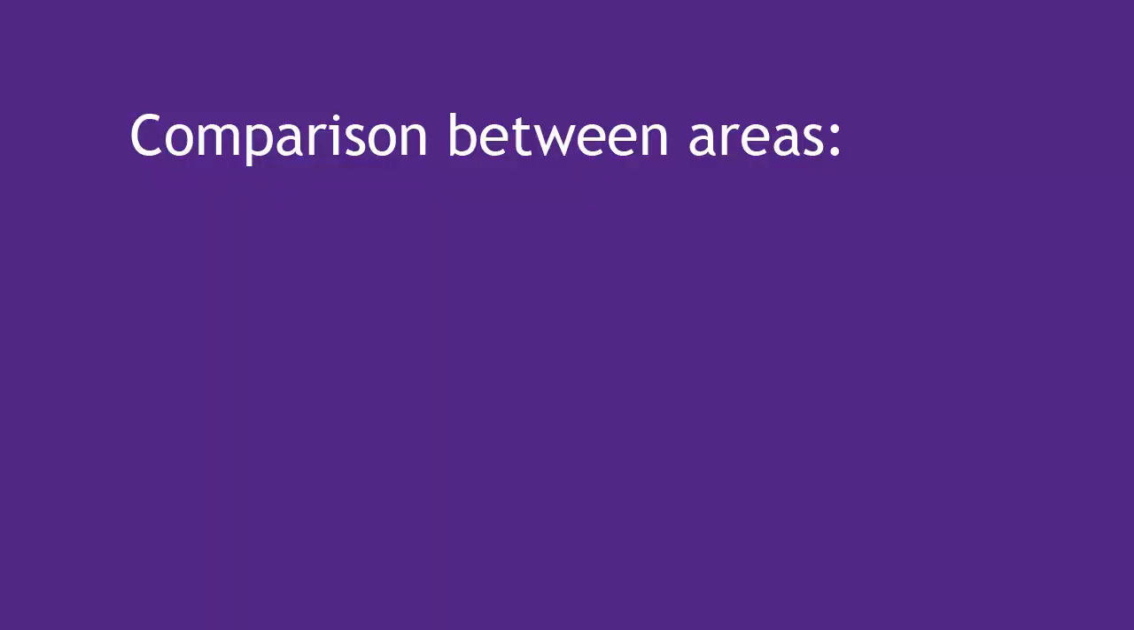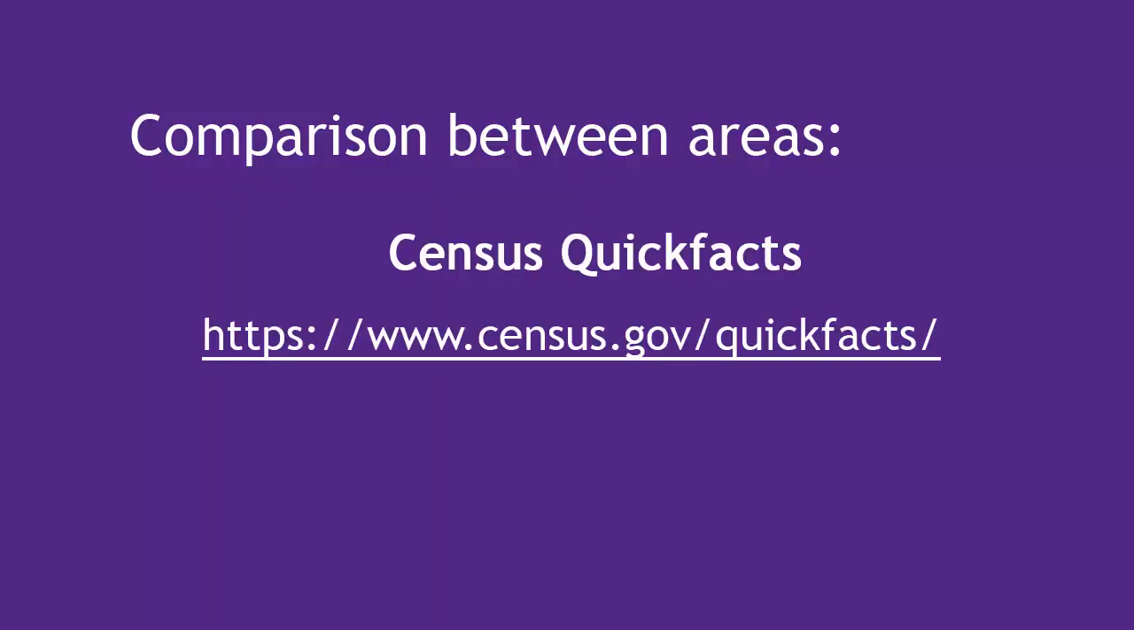If you want to compare multiple geographic areas, the Census Quick Facts tool is best for that. Often when you're making a marketing plan that involves a specific geographic area, you want to compare how the population of this city, county, or state is different from areas around it.